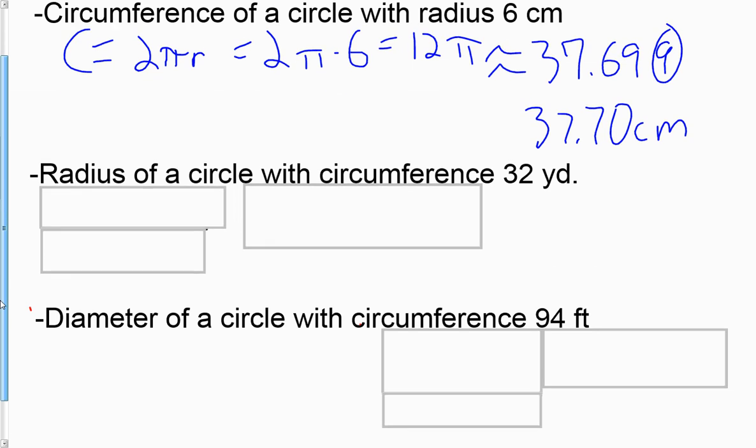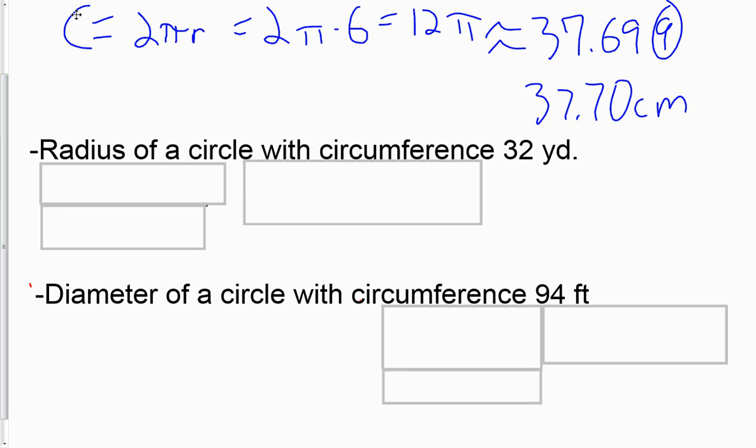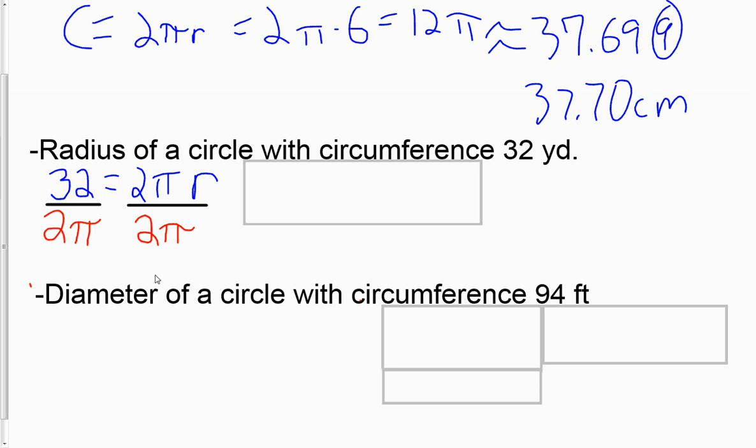To find the radius of a circle with circumference 32, we're going to have the same setup. Circumference equals 2 pi r, but circumference is 32 this time. So 32 equals 2 pi r. Now, r is our only variable. 2 pi, even though it's a symbol, is a number. So we're going to divide both sides by 2 pi, and then just do this on your calculator.